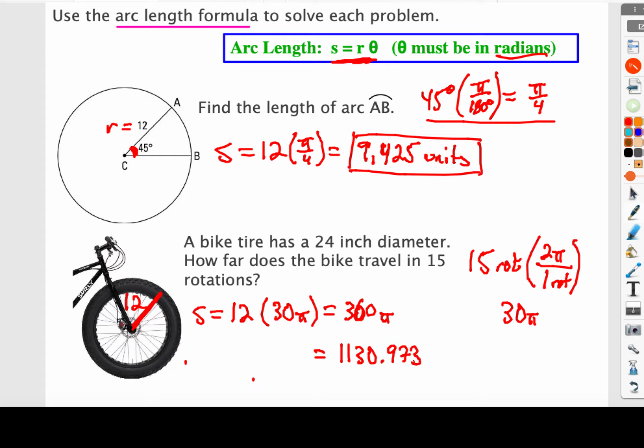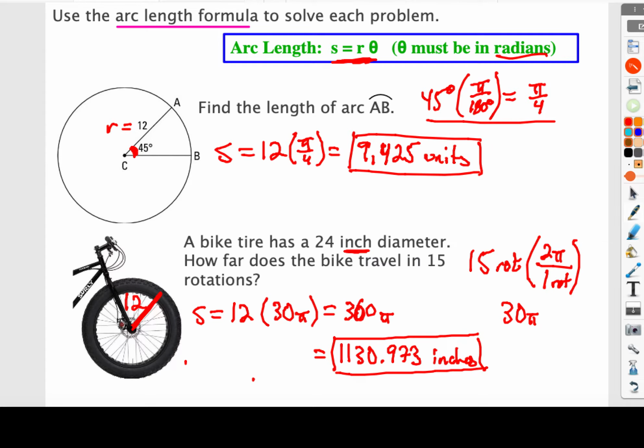So we're going to say that's equal to 1130.973. And this time we were talking with an actual measurement. So what we're going to say is that's 1,130.973 inches. And it'd be your prerogative if you want to convert that into feet or miles or whatever else you want to measure in. Feet might be a slightly better measurement, but we're just going to go with inches on there.